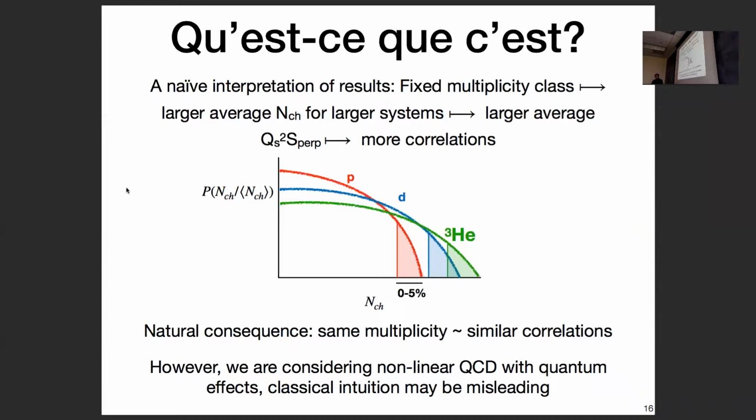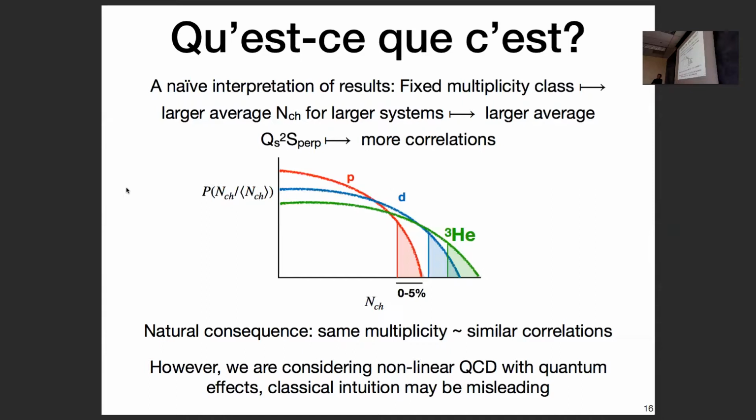If this interpretation, or this naive guess on why the correlations are being generated, is correct, then the natural consequence would be that for two different systems, if you're looking at the same multiplicity class, then the correlation should at least be similar. That it's really similar QS squared S perp between the two systems, and that's really what's going to give you your correlations.